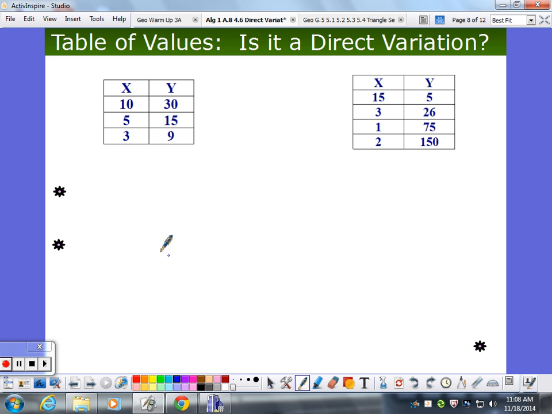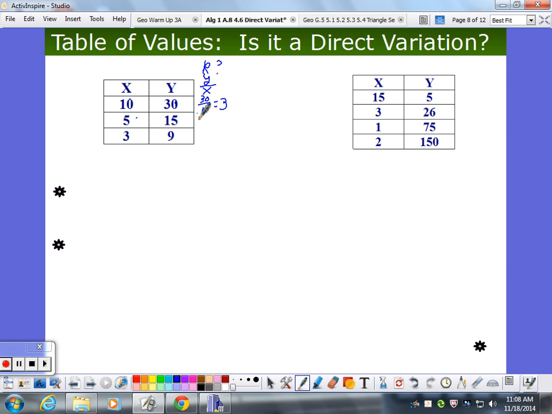Y over x. So how do I tell if something is a direct variation? I give you a table. I don't have it on here, so we're just going to look at this example. How do I know? By looking at points. You basically ask, does it have the same constant of variation? You find it by doing y over x. Y over x, 30 over 10. Let's reduce that.